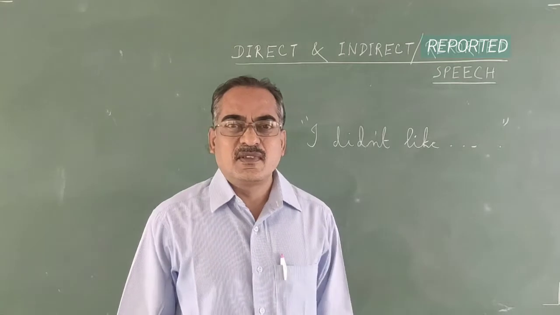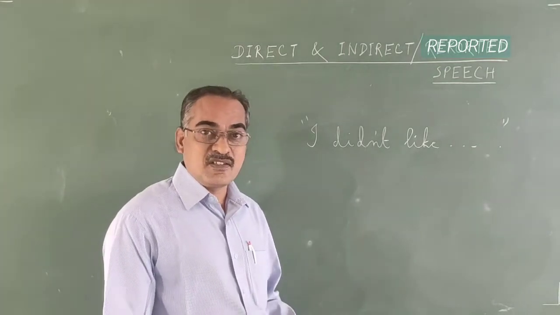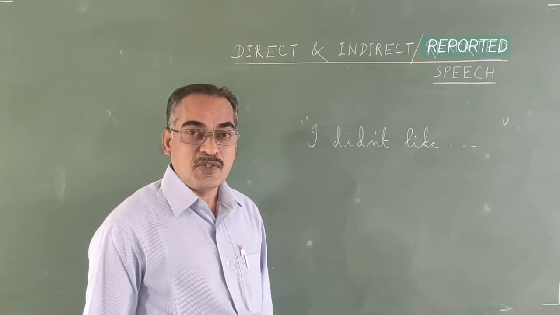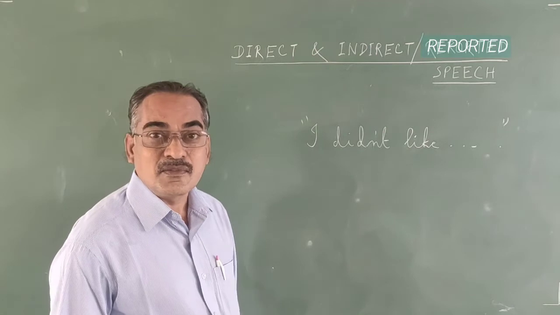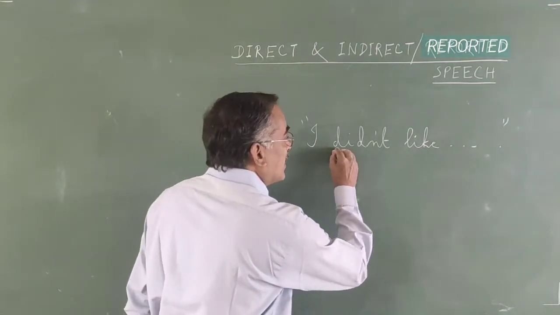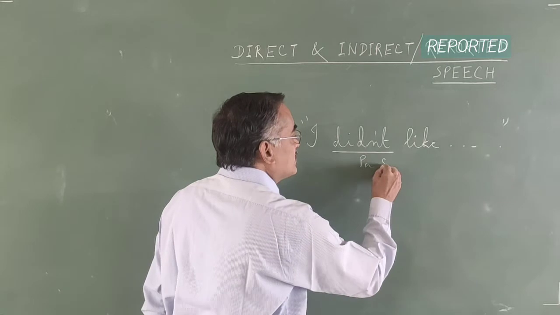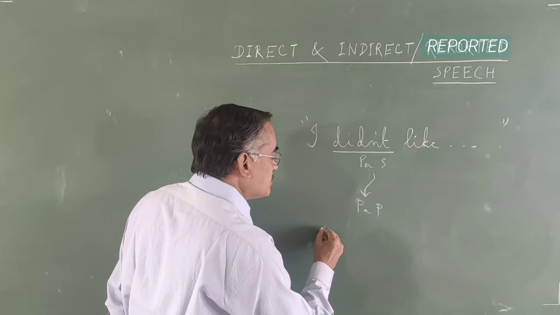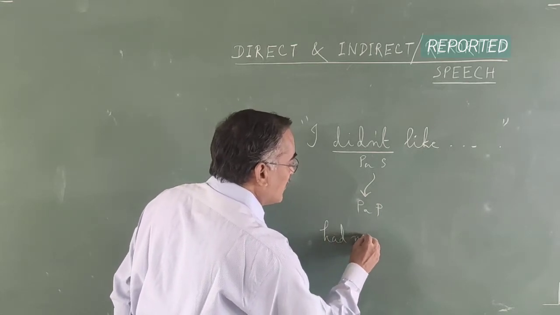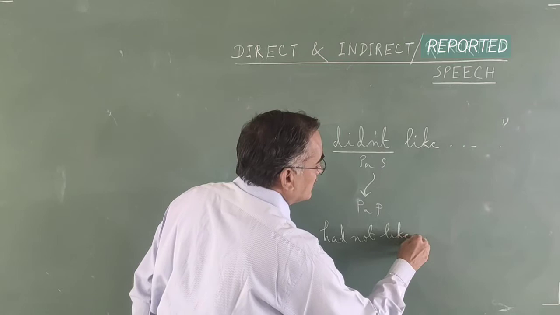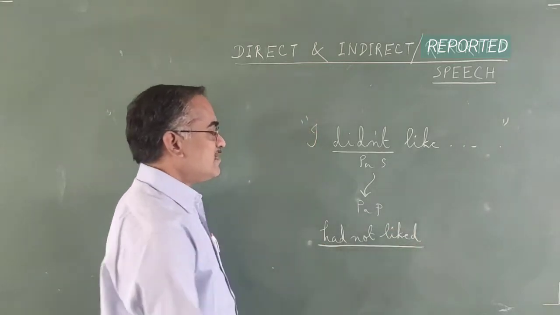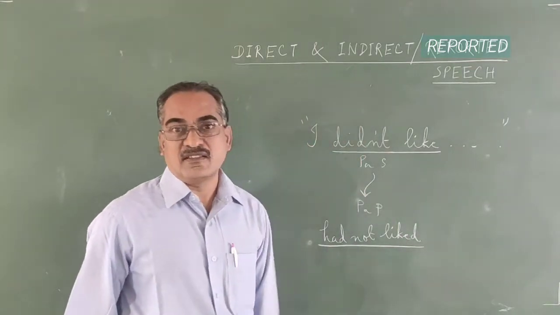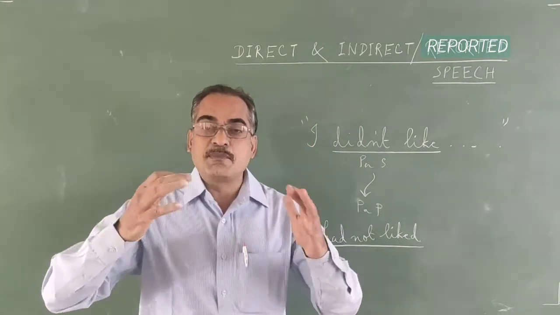If it had been didn't like instead of don't like, when we transformed it into indirect speech, what should we have done? We should have done, this is in past simple, so it should be changed into past perfect. So the combination for past perfect is had not liked here. So this didn't like should become had not liked. This is something that you should keep in mind.